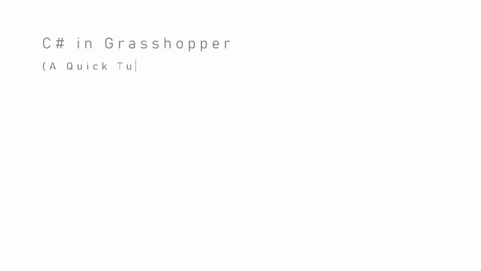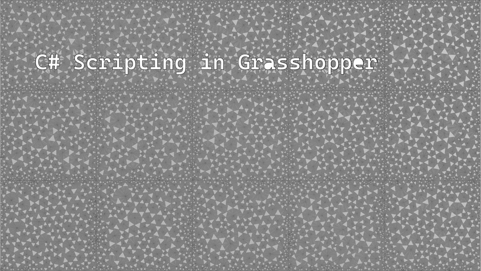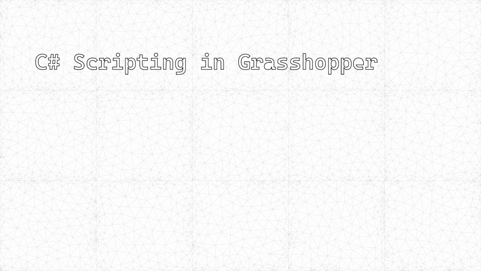Welcome to this very quick tutorial on how to make individual meshes from all the mesh faces of a mesh. Probably the main purpose of this tutorial is to learn a little bit more about C# scripting in Grasshopper. So we're going to make a C# component to do this for us. As far as I know, there doesn't exist a Grasshopper component to do this. So this is basically a C# tutorial, but you'll also get out of it this very useful component.